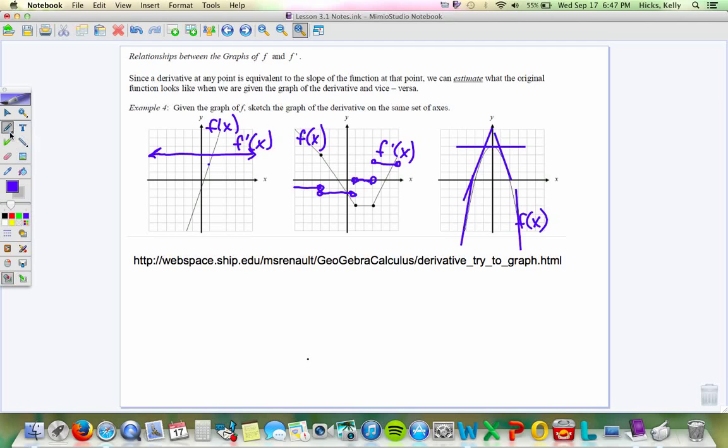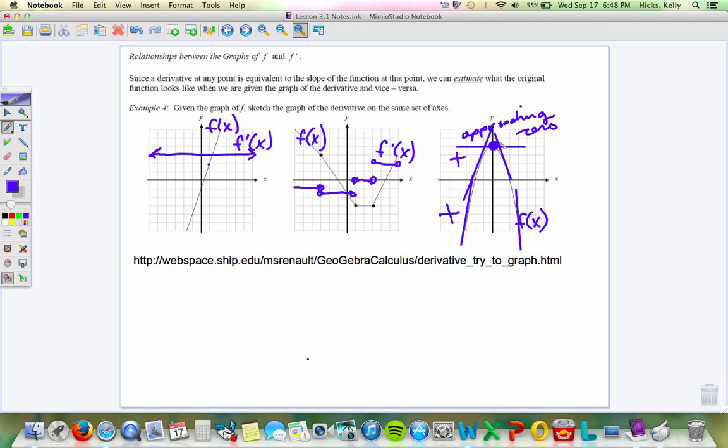So we need to look at the tangent line to tell us what the slope of the function at that point is. Looking at the tangent line here, what kind of slope is that? Well, it's a positive slope. And here along this area, it's a positive slope still, but it's approaching 0. I'm going to clean all this up later. Approaching 0. And then right here at the top, what is the slope of that tangent line?